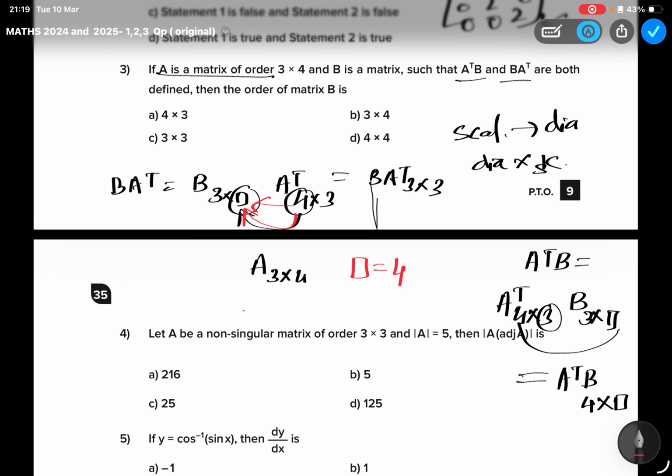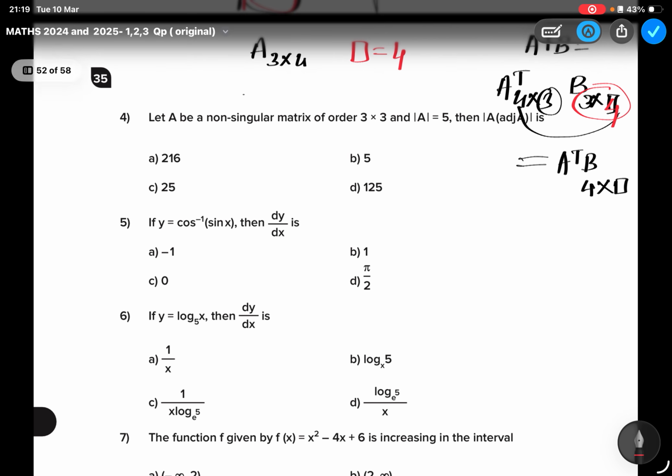So we will get the answer. 4 which one? B 3 cross dabba. Dabba value kitna mila? 4. 3 cross 4. And now let A be a non-singular matrix of order 3 cross 3.